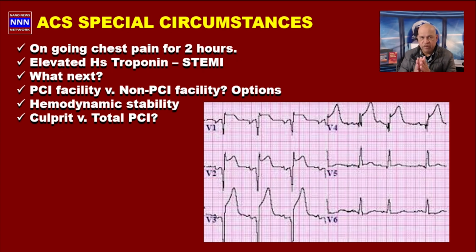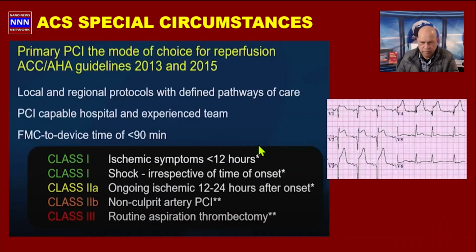And most of the studies suggest that performing PCI of the culprit vessel is the appropriate way, unless there is a need for a bypass surgery, in which case they should be going for a bypass surgery. Culprit vessel versus total PCI.